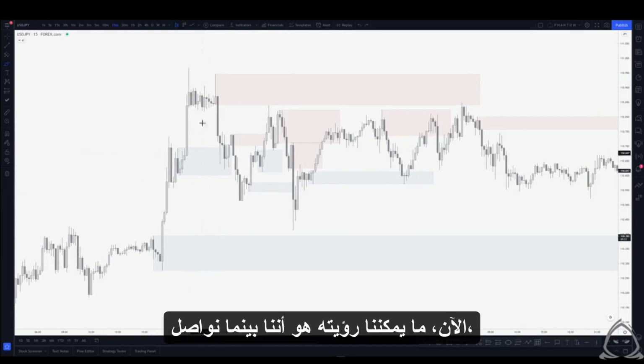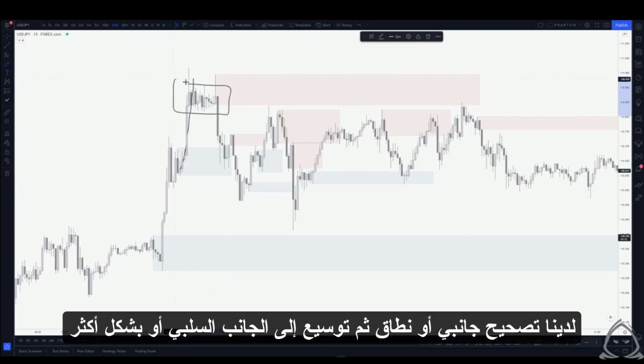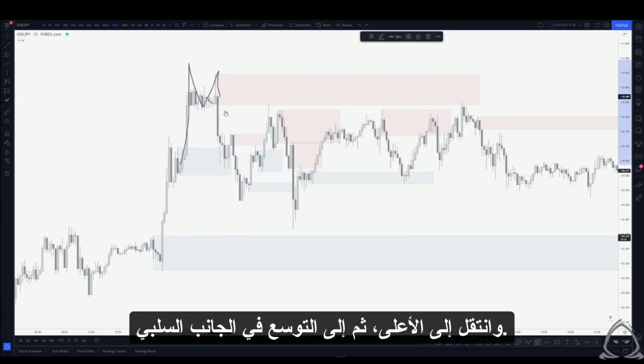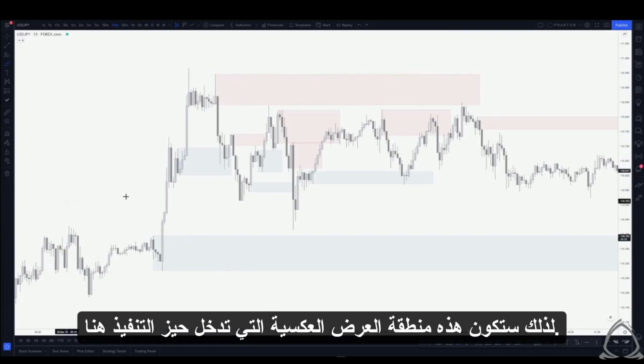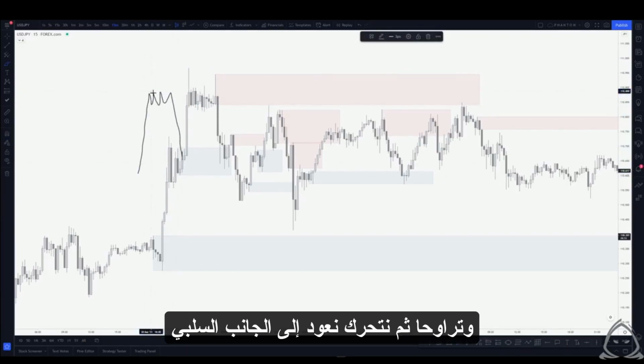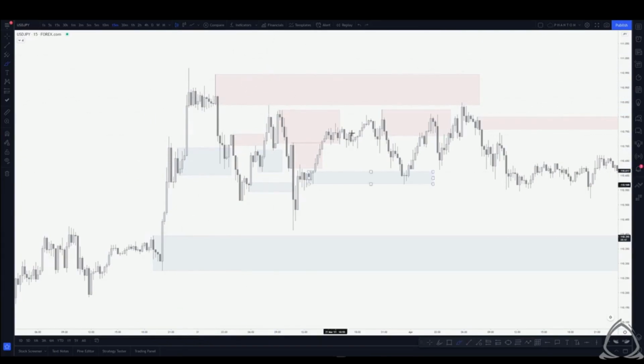Now, what we can see is as we continue, we have a move to the upside, we have a sideways correction or a range, and then an expansion to the downside, or more specifically, we have a move to the upside, pull back down, another sharp move to the upside, and then an expansion to the downside. So this would be our reversal supply zone that is coming into play right here. As we can see, we came from an uptrend, we ranged, and then we moved back to the downside, and then we'd be looking for price to return back to the zone.